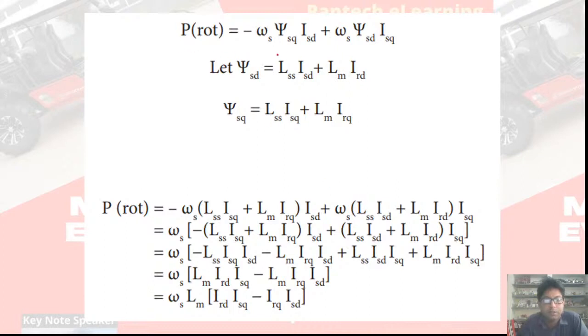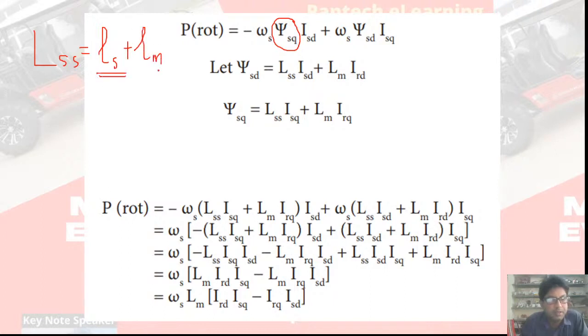So now I am replacing this psi SQ, the flux. Flux is basically the product of inductance and current. So here I have used one term, LSS, which is basically self plus mutual.